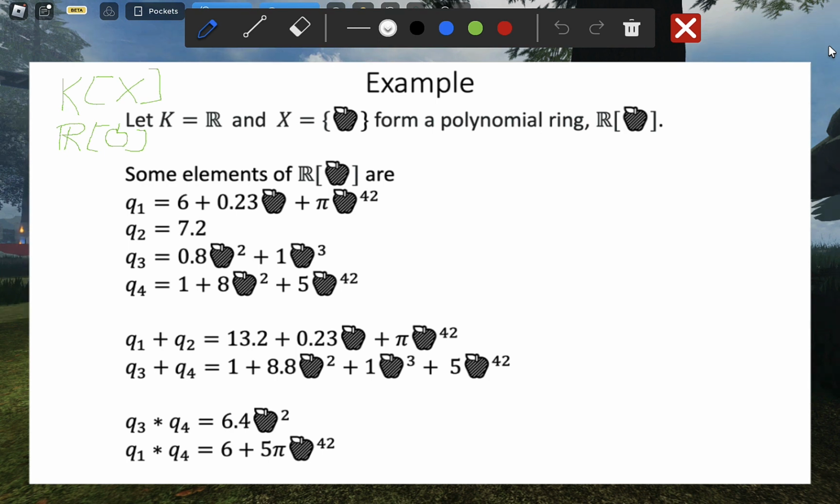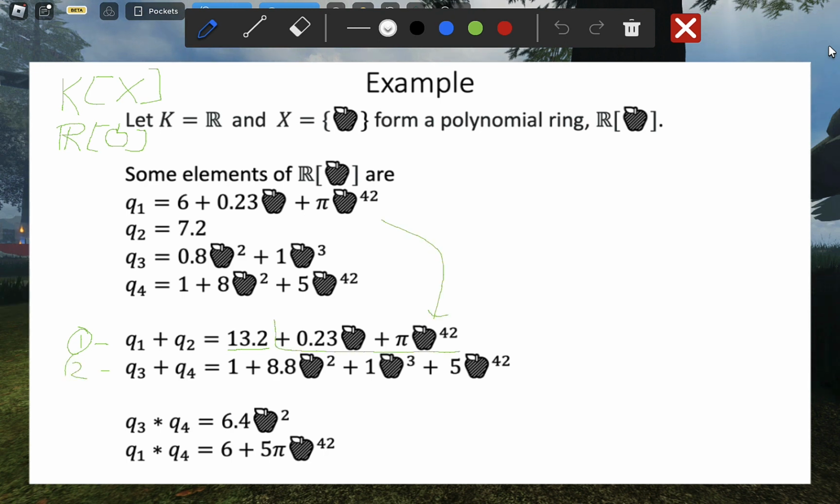So here's some different elements. Q1, Q2, Q3, Q4, these are different elements. They haven't got any particular structure to them, they're just examples, right? But then what I'm doing is showing here some addition operations of those. So let's just do the first one, Q1 plus Q2. Q1 has a 6 and Q2 has 7.2. So we just add those numbers together. We have 13.2. And Q2 doesn't have anything else, right? It doesn't have any of the special apple things. So we just add those together directly from here.